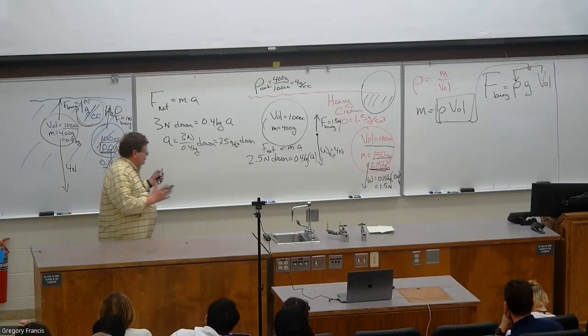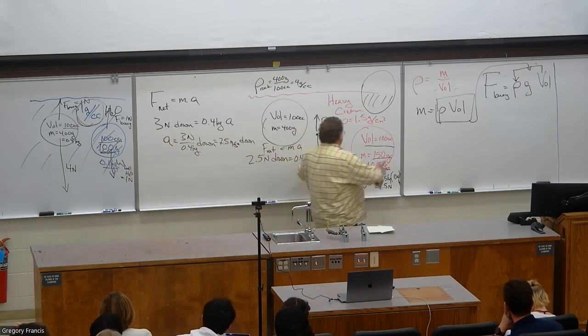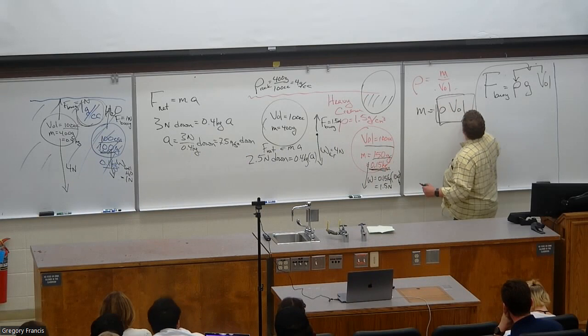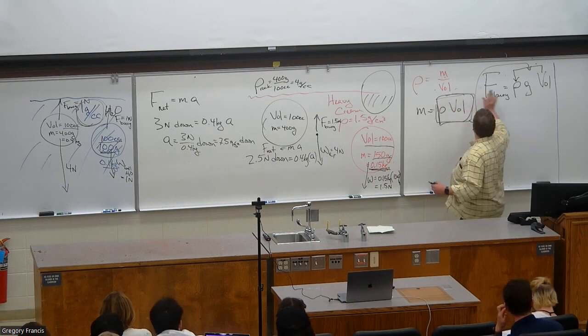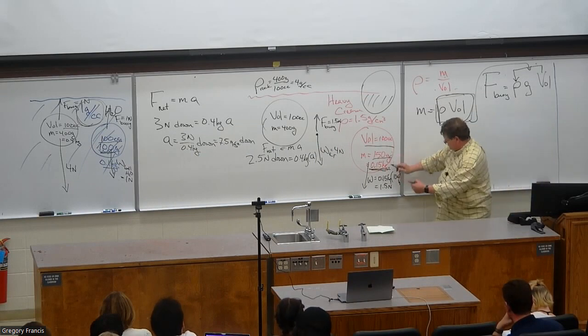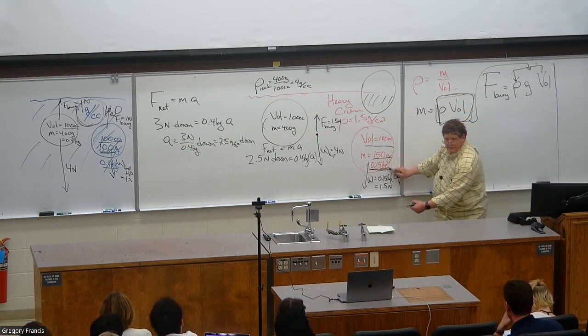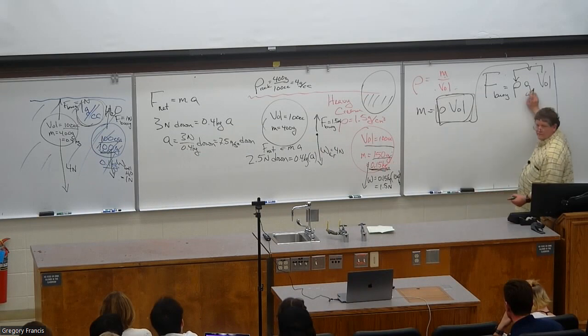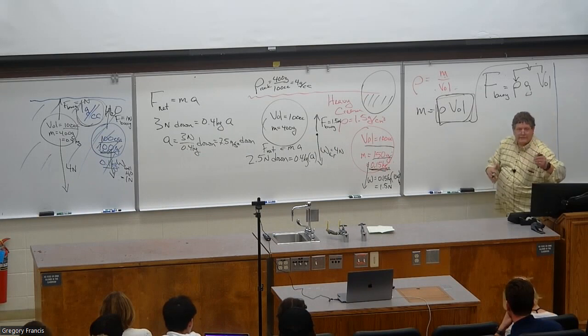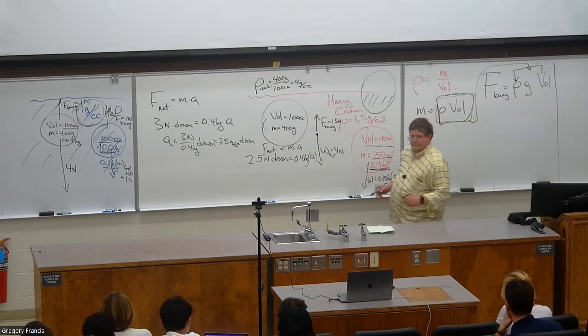So I like to do it in 2 steps. I first of all find the number of grams with the rho times V part of that equation. And then I convert it from grams to kilograms. And then I multiply it by the g. It's like a 2-step dance. You gotta do the first step before you do the second.